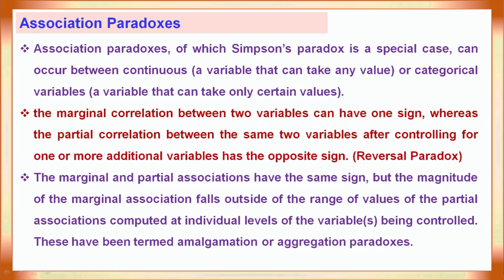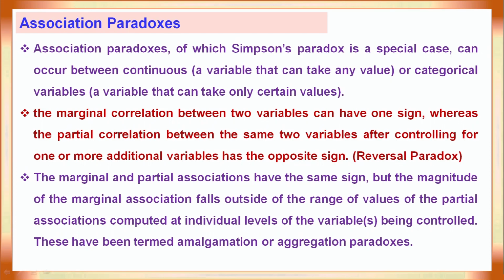Along with the Simpson paradox, there are certain other paradoxes, commonly known as association paradoxes. There are also the amalgamation or aggregation paradox, and the reversal paradox. Those are all basically related, and the Simpson paradox is also a part of the association paradox. The association paradox can happen with any type of variable, continuous or categorical. It may be of two different types: a reversal paradox or an amalgamation or aggregation paradox. What is the reversal paradox?